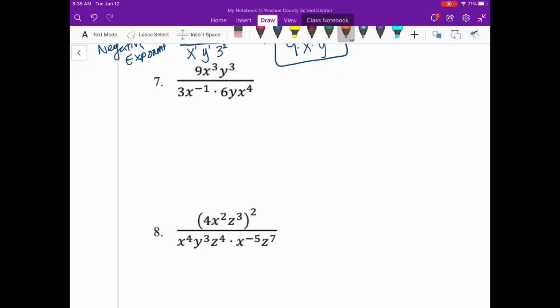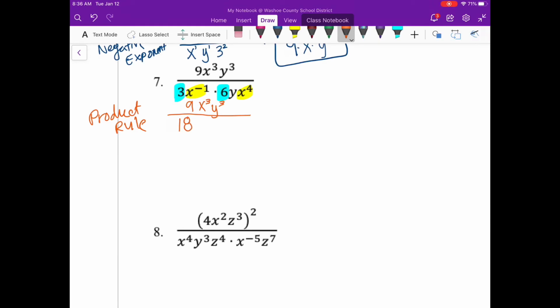Alright, so again, start wherever it makes sense for you to start. I'm going to simplify the denominator here first by using my product rule. So I'm going to multiply those two together, and then I also see that I have some numbers that I can multiply together. So I'm using the product rule. So I haven't done anything to my numerator yet.